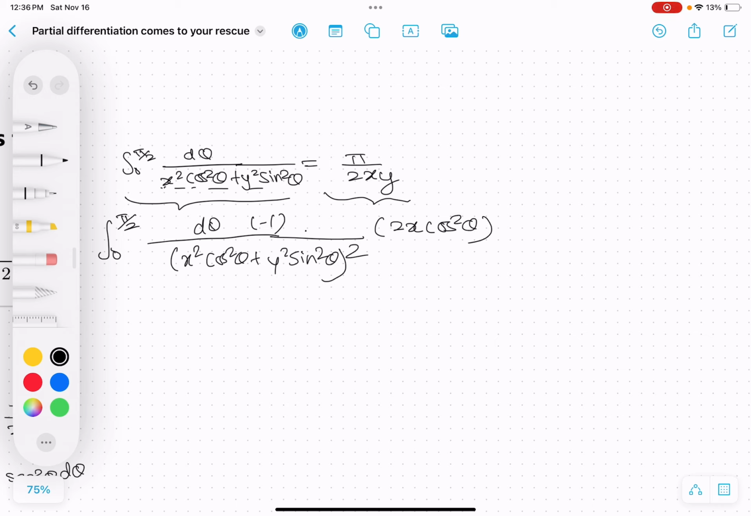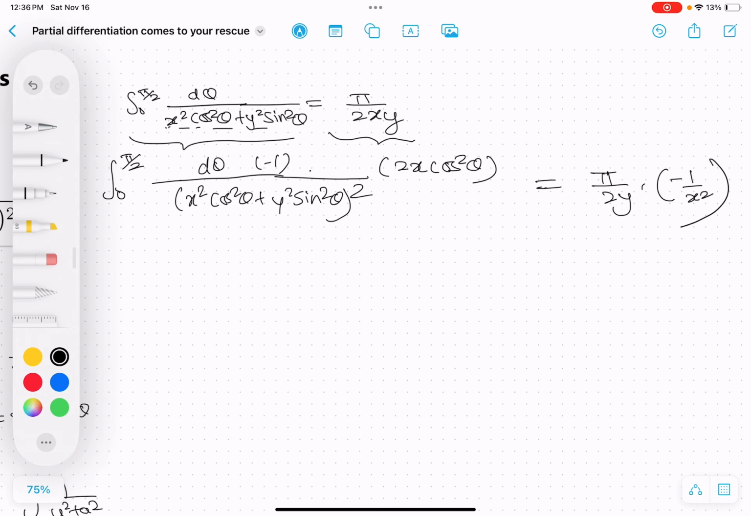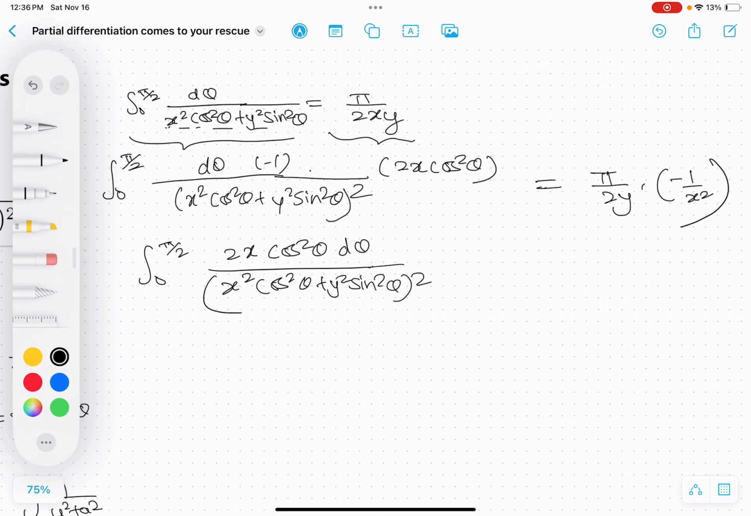So this is the partial differentiation with respect to x on this side. On the other side, pi by 2 will just be a constant, and we will have minus 1 by x square, right? The minus from both sides can be cancelled, so we get the integral from 0 to pi by 2 of 2x cos square theta d theta divided by (x square cos square theta plus y square sin square theta) whole square equals pi by 2x square y, right? So I basically cancelled the minus from both sides.